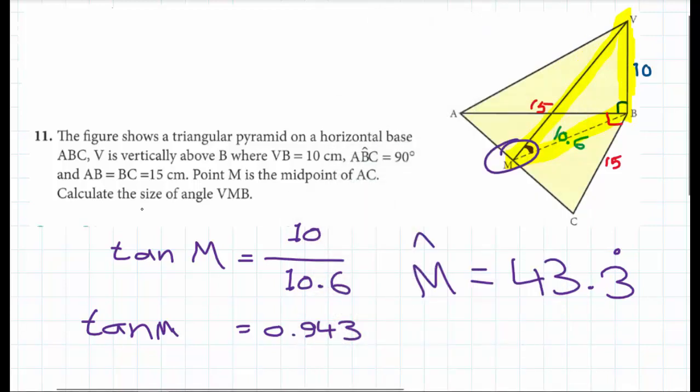Remember, whenever you want to find the length of a side, you need to know an angle and a side in the triangle that you work on. Whenever you need to find a missing angle, you need to know two sides in the triangle that you work on.